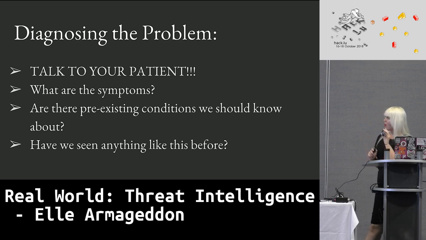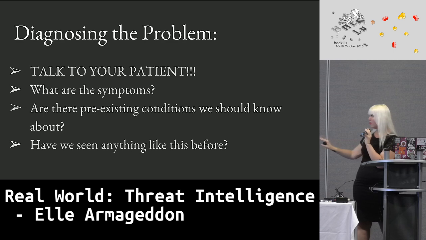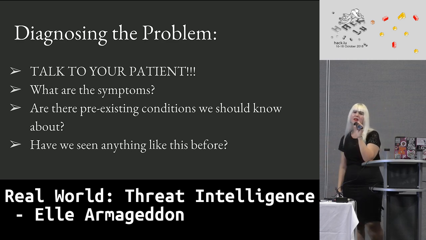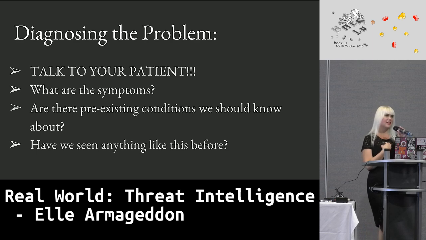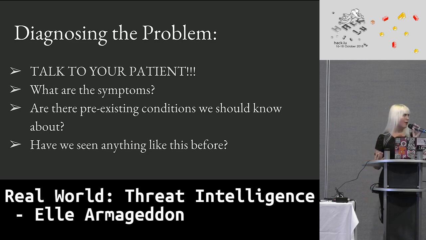So are there any pre-existing conditions we should know about is one of the things that we factor in when we're starting to try to diagnose people. And then one of the other things is, have we seen something like this before? Have we, in our experience, seen circumstances similar to the ones that our patient is presenting with? And does that inform our treatment of them?